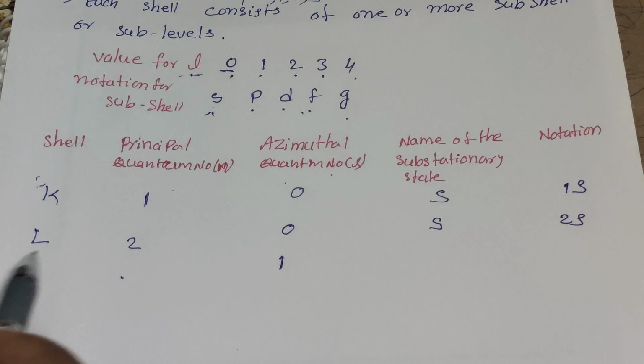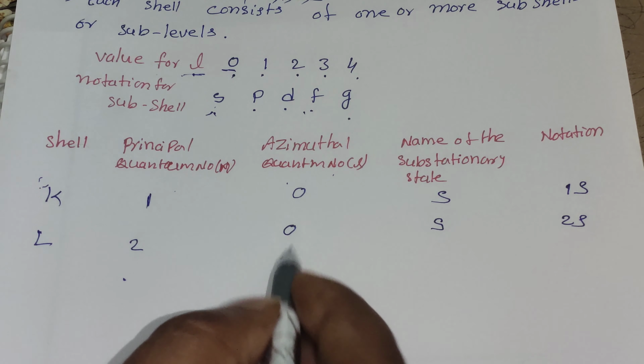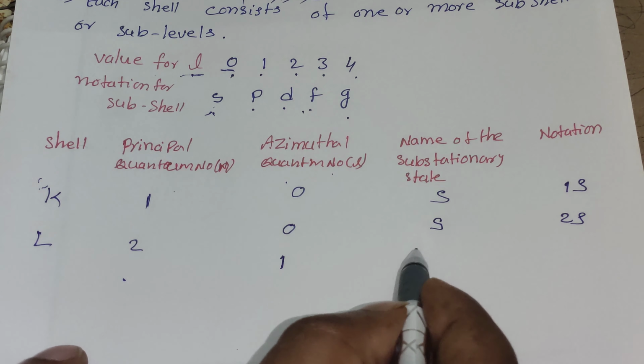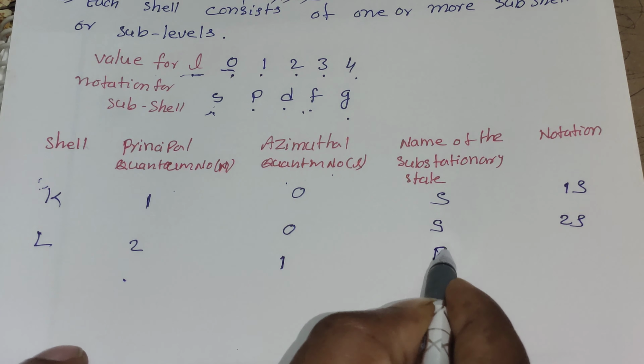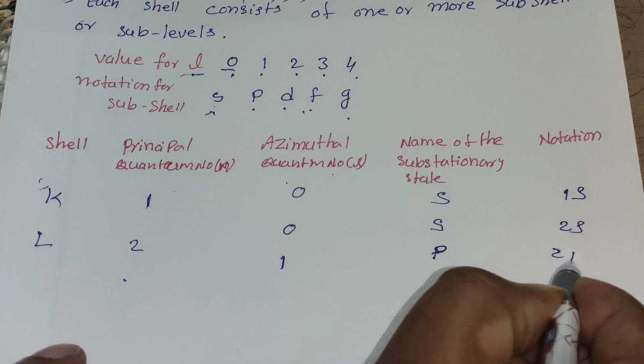And next one, for the L shell n equal to 2, that also indicates the azimuthal quantum number value is equal to 1. The 1 indicates the p orbital, so that is the 2p orbital.